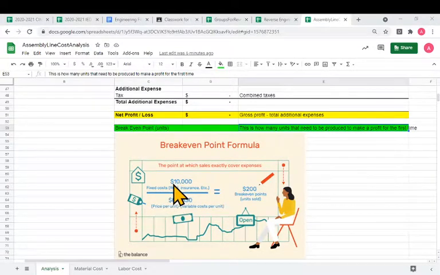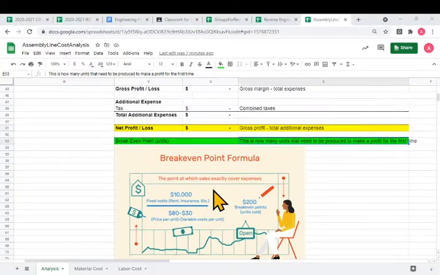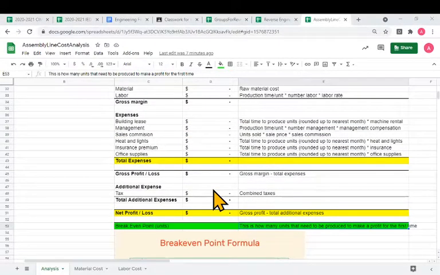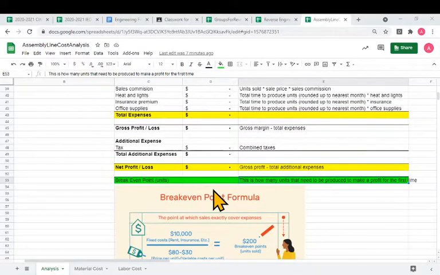That's going to be our fixed costs, meaning the rent and insurance and all that stuff, the things that are at a flat rate every month, divided by the price of our unit, so how much we're selling it for, minus the variable cost for the unit. And the variable costs are going to be costs that are solely dependent upon how much we are producing. That's why we use the term variable there.